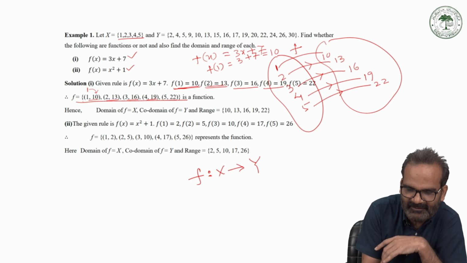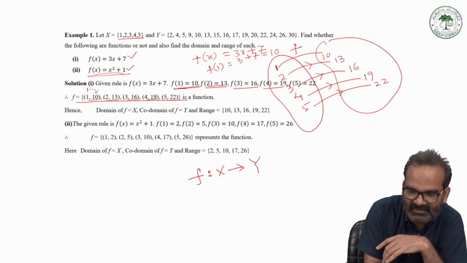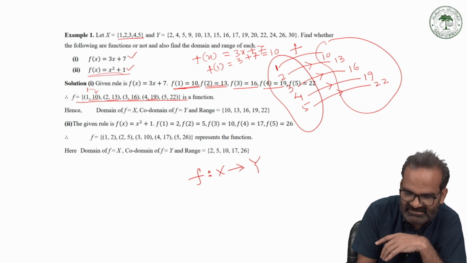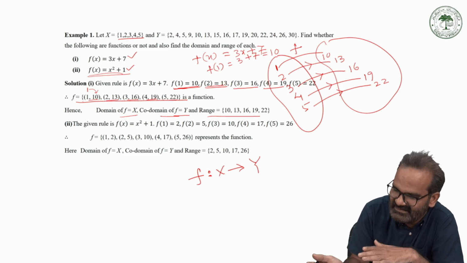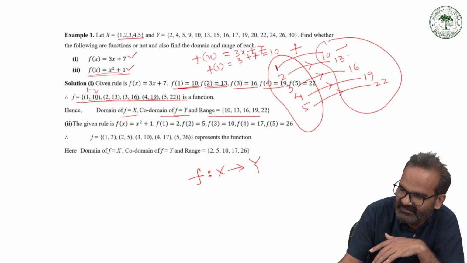The domain here is X, the codomain is Y, and the range is what? All those elements of Y which are the images of X. So the images of X are 10, 13, 16, 19 and 22.